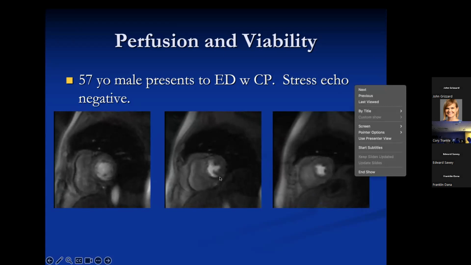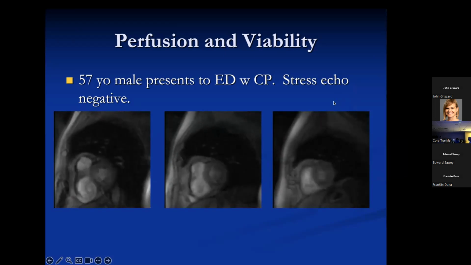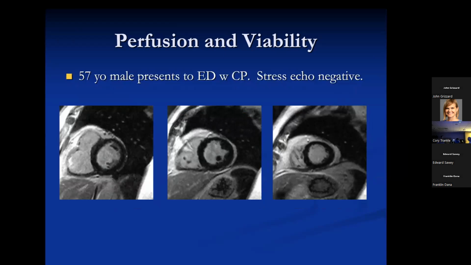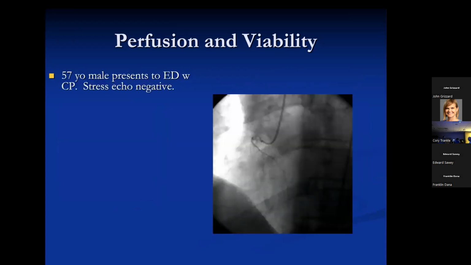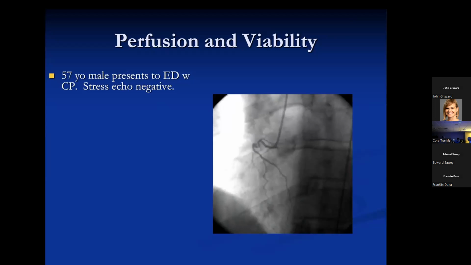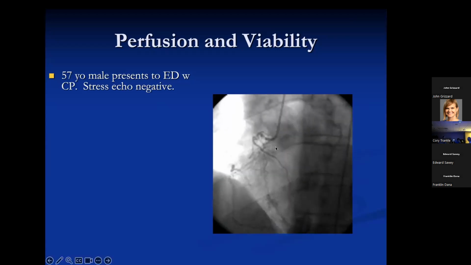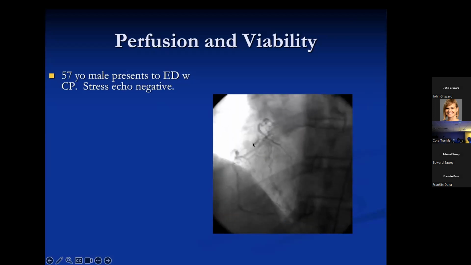It's kind of hard to see elsewhere, but this persists over multiple beats and was felt to be a real finding. He did not have infarction, which is important to compare with the delayed enhancement images, so you know whether you're dealing with an infarction or an area of ischemia. And indeed, he had no infarct, but when they took him to cath, the folks who do a lot of cath will recognize an RCA occlusion right there with a big collateral.